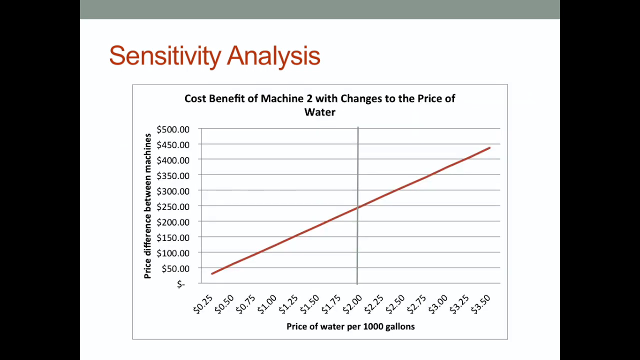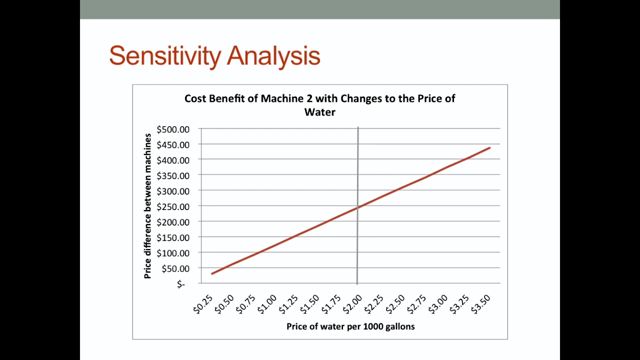Here we have an example of a fairly simple sensitivity analysis. We looked at the life cycle costs of two different washing machines, a traditional top loading and a front loading one, the front loading being more energy efficient and water efficient. And we found that machine 2, the energy efficient one, was $250 less expensive than machine 1 over the lifetime. Now this analysis was done with today's water prices.